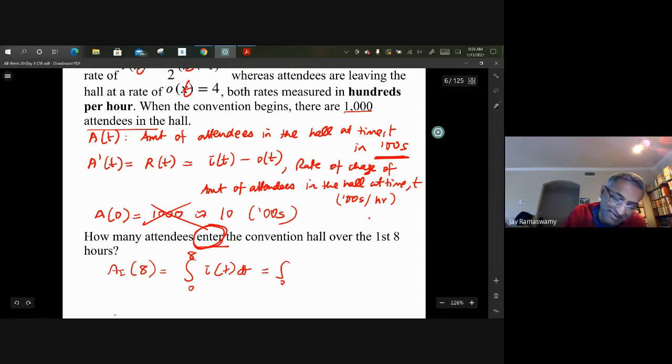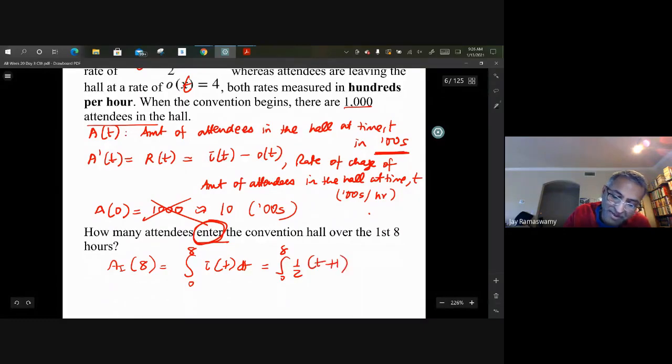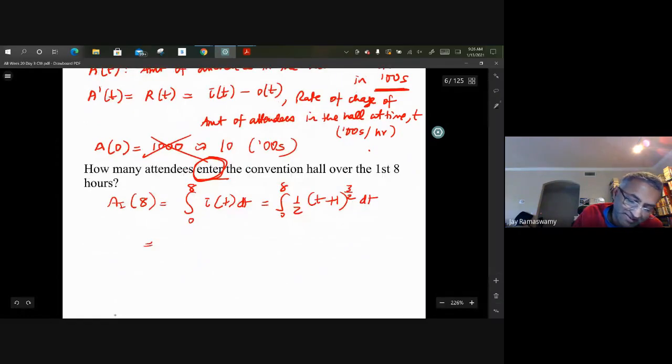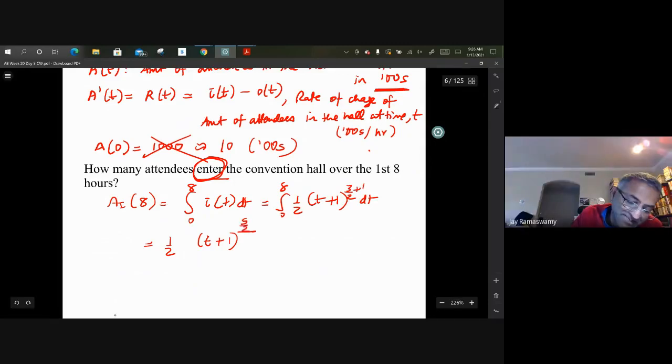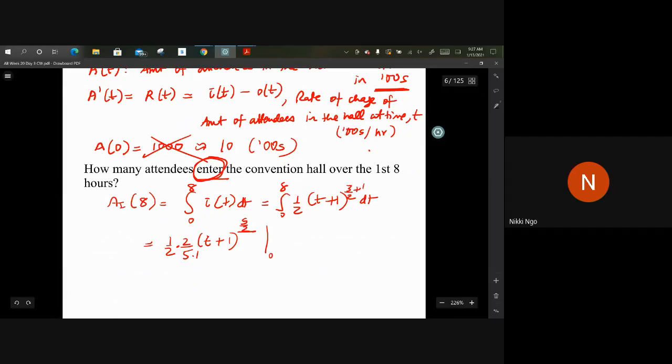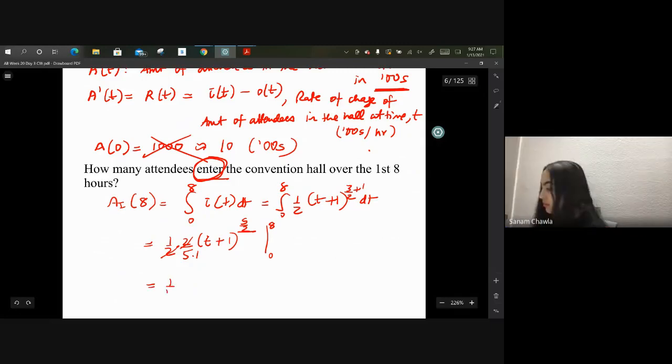Okay, let's do that. 0 to 8, and that guy was 1/2 (t plus 1) to the power of 3 over 2 dt. Do not freak out. We're just going to use the power rule. Stay with me. Do not fall behind. So it becomes (t plus 1) to the power of 5 over 2, times 2 over 5, and then times 1 because the slope is just 1. Lower limit 0, upper limit 8. Will the 2's cancel? Yes. That's 1/5 (t plus 1) to the power of 5 halves.